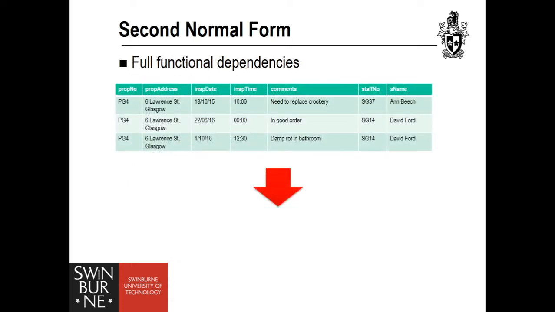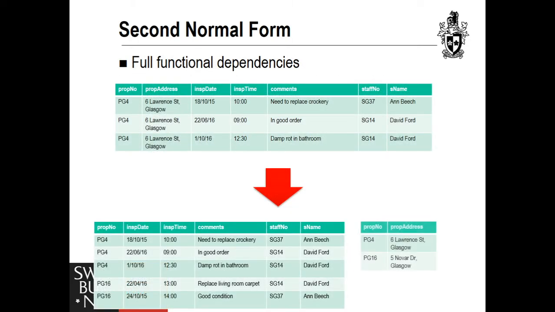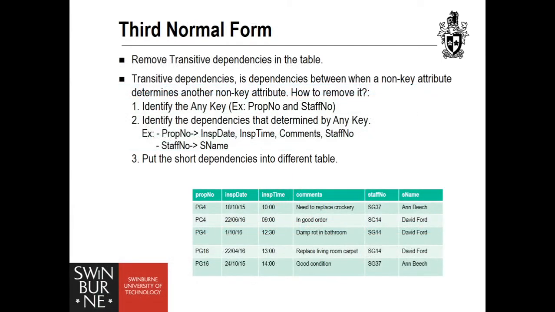And after that, we can separate it here. This dependency becomes another table. And then the rest becomes the big one. This one we call the second normal form. Okay, now we talk about third normal form.